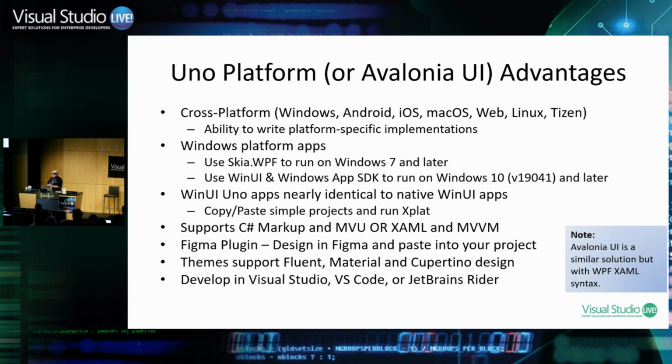They've also got a Figma plugin. If you've got designers on your team that use Figma, they can design your app screens and then hand them over to you, and you'll have your Uno screens ready to go. Uno can create apps with Microsoft Fluent or Google Material or the Apple Cupertino UI look and feel. And they've got plugins for Visual Studio, VS Code, or JetBrains Rider. So no matter which IDE you like to use or which platform you're on, you can use one of those.